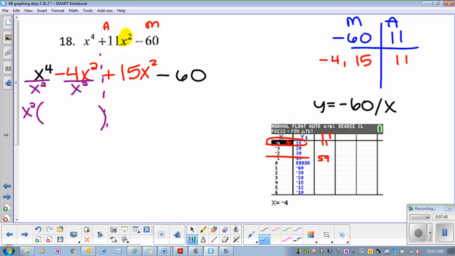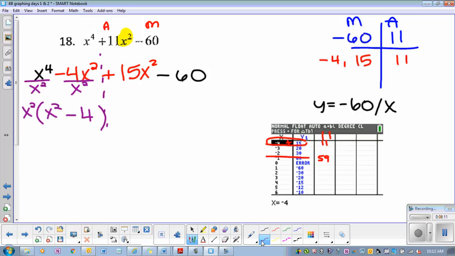Alright, so x to the 4th divided by x squared. Remember this? It means we have 4 x's on the top and 2 on the bottom. How many are left? 2, because those cancel, right? X squared. Minus, what happens here? What's negative 4x squared divided by x squared? 4. Okay?